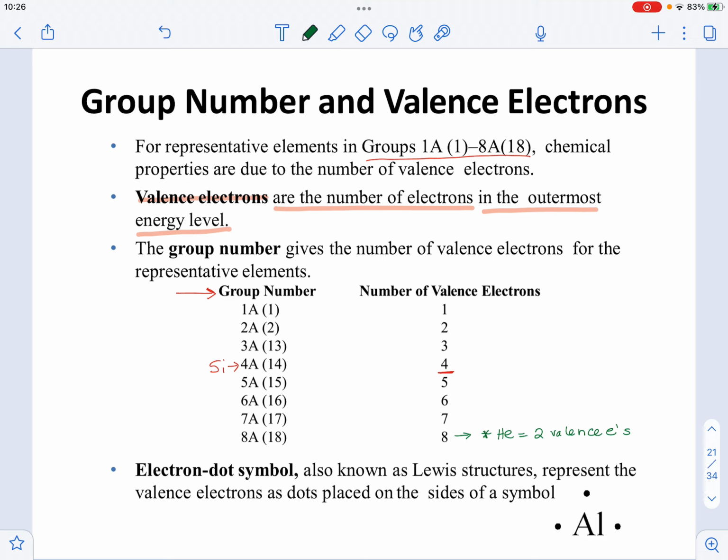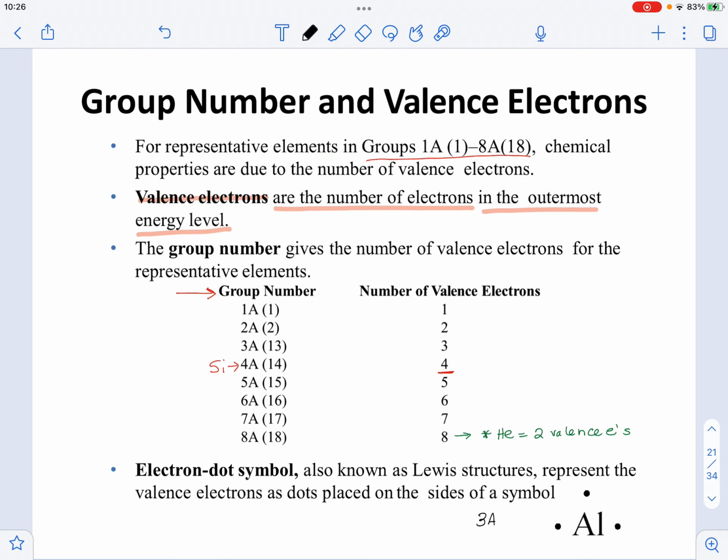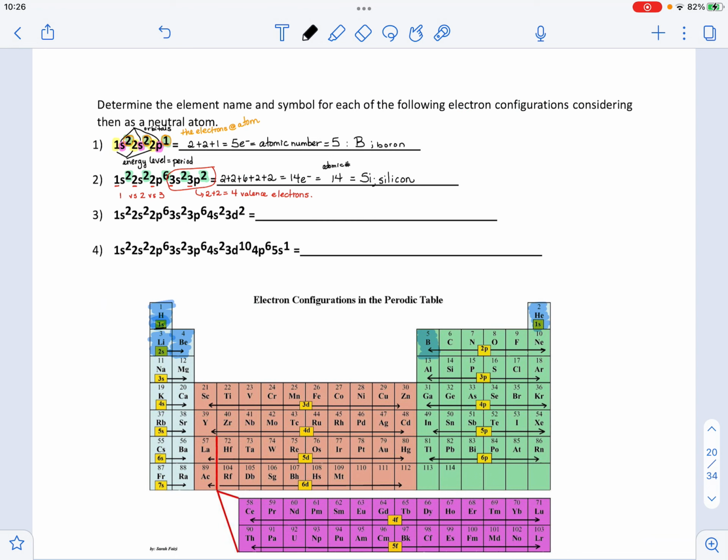Now, these valence electrons can also be illustrated by writing dots around the element. As you can see here, we have aluminum. Aluminum is in group 3A, and as we saw in the trend previously, that means that it has 3 valence electrons. We represent them by the 3 dots. So, for example, for silicon, if we're trying to do its Lewis dot structure, we're going to write the symbol Si, and then 1, 2, 3, 4 dots around it, and that's how we illustrate the valence electrons.